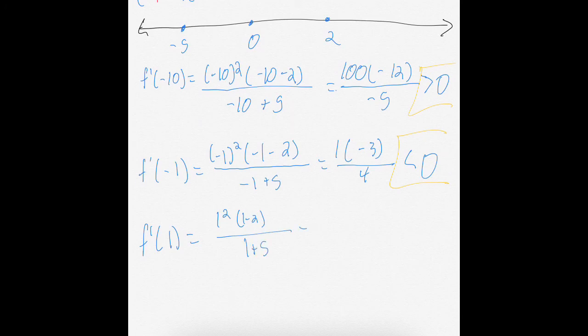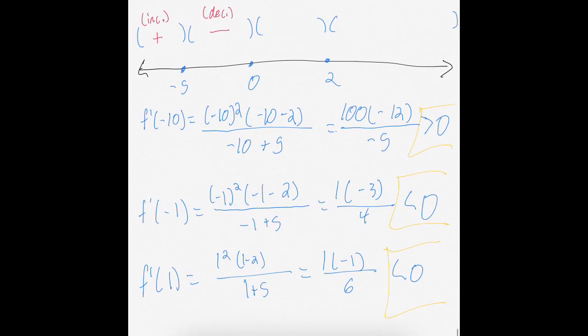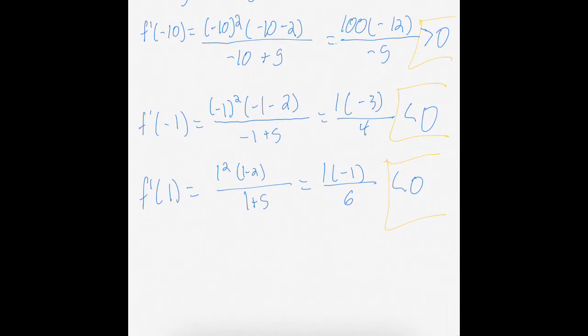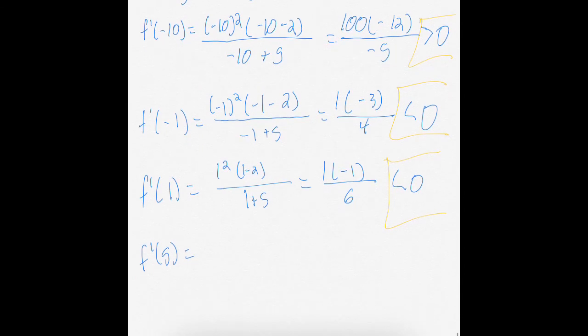Okay, so next up, we have this interval between 0 and 2, so let's go with f prime of positive 1, why not? 1 squared, 1 minus 2, all over 1 plus 5. That's going to be 1 times minus 1 over 6. And this one is also going to be smaller than 0, because I have negative 1 on top over 6. Again, note it doesn't matter if we actually compute exactly what they are, so long as we can tell if it's positive or negative. So this one is negative.